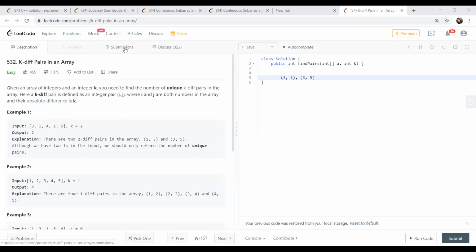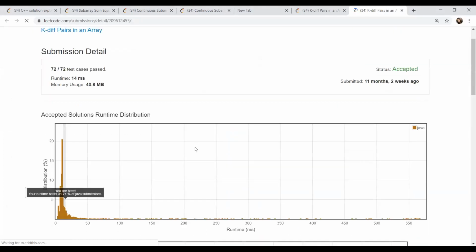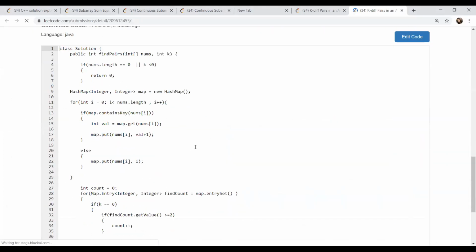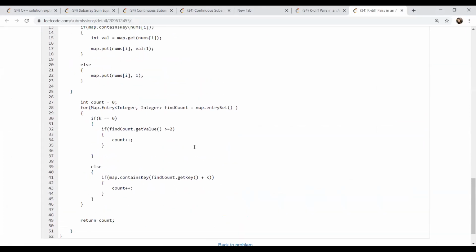But I encountered one problem in it. When k is equal to 0, the set wasn't helping me out. Yeah, that seems to be a problem. So I made a special case for it, and I used a map for the specific case when k is equal to 0. For k equal to 0, I just checked whether the count is equal to 1, then we continue the loop. Otherwise, if it's greater than 1, then we can increase our count.